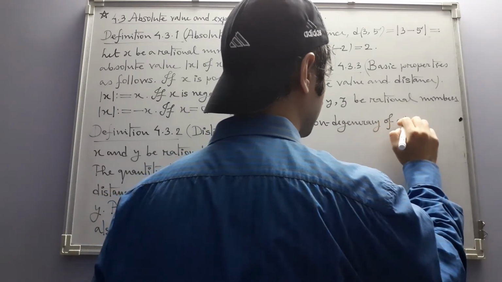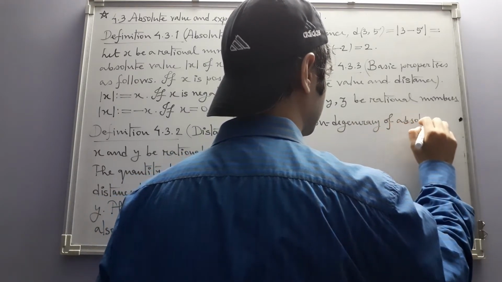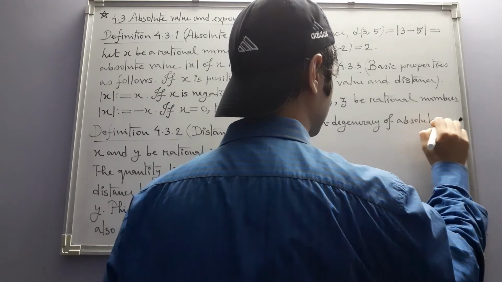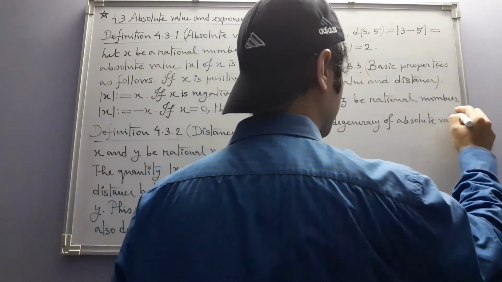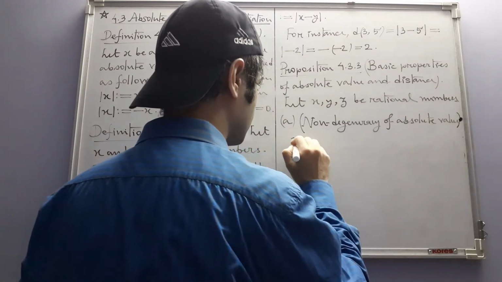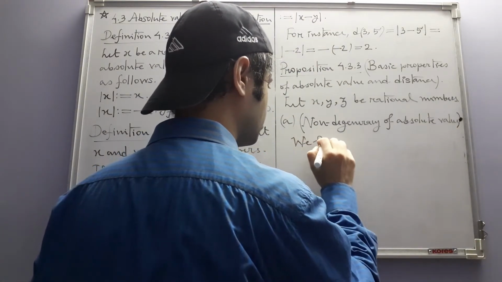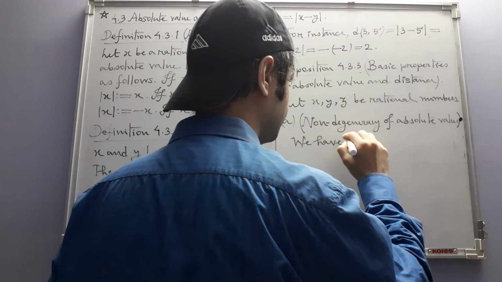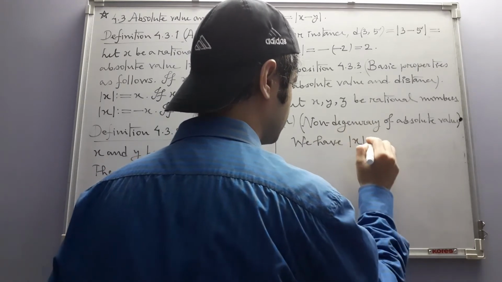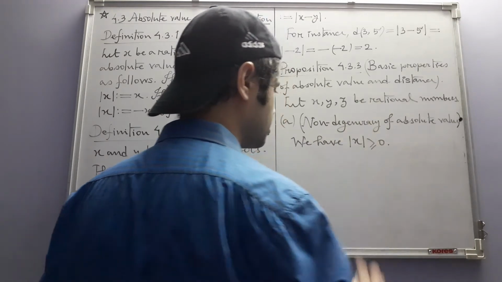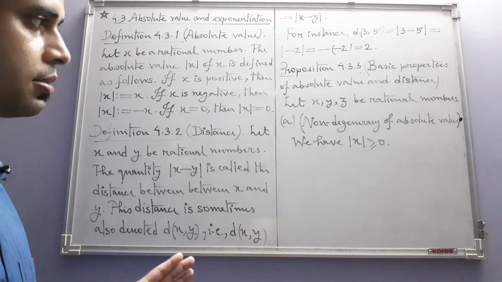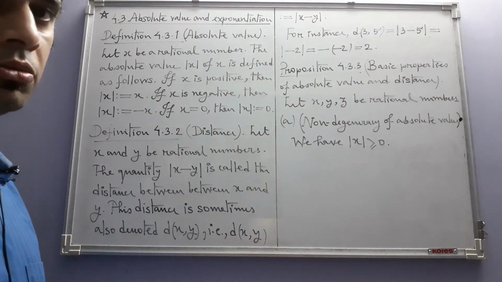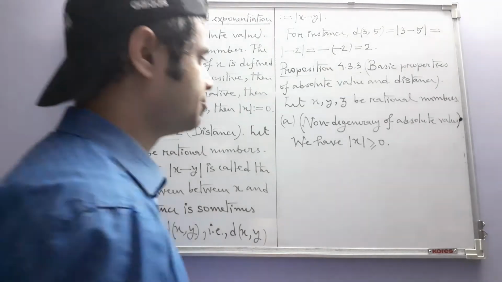Non-degeneracy of absolute value. We have this. The absolute value of any rational number is either positive or equal to 0. It is never negative.